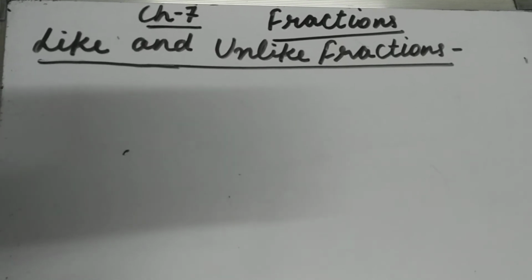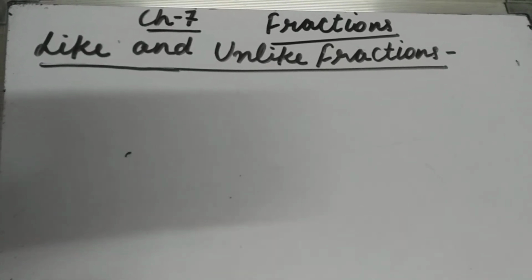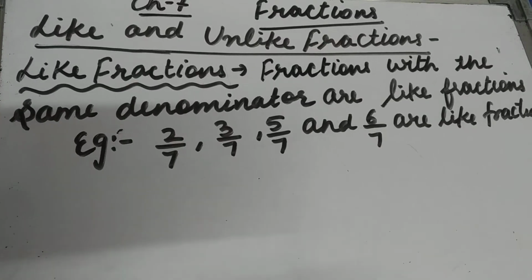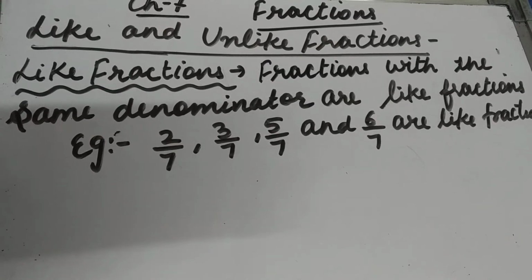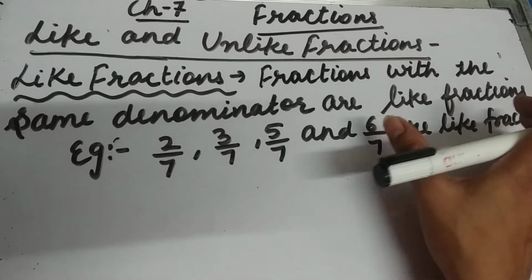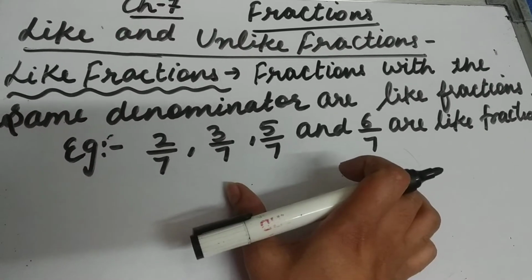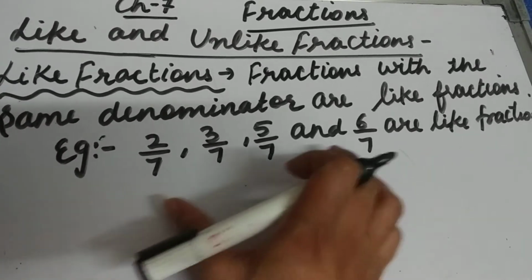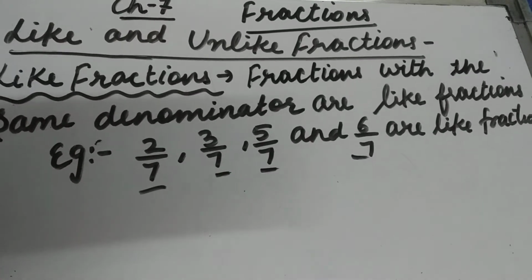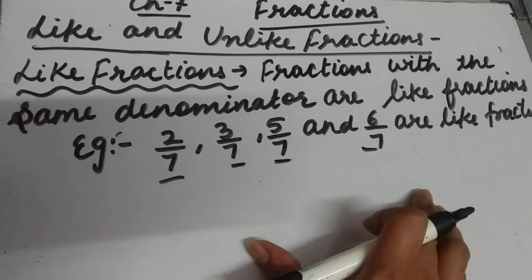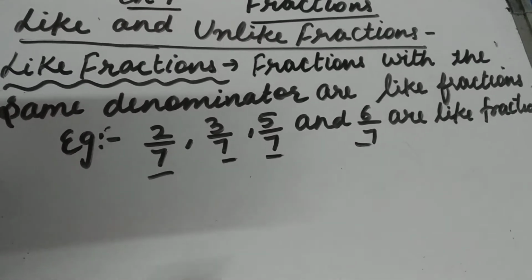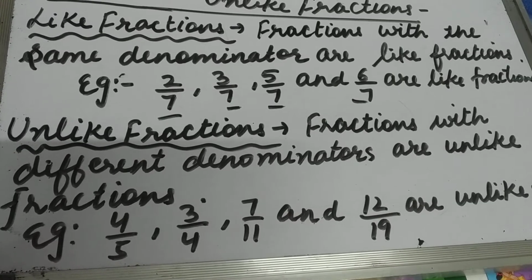Next topic is like and unlike fractions. Firstly, we will do what are like fractions. Fractions with the same denominator are like fractions. See, 2 by 7, 3 by 7, 5 by 7, 6 by 7, all these fractions have the same denominator, so these fractions are like fractions.